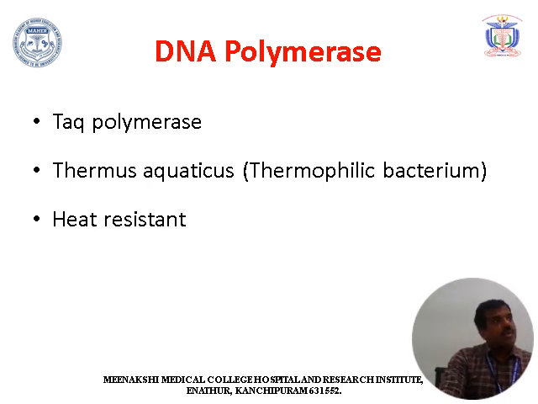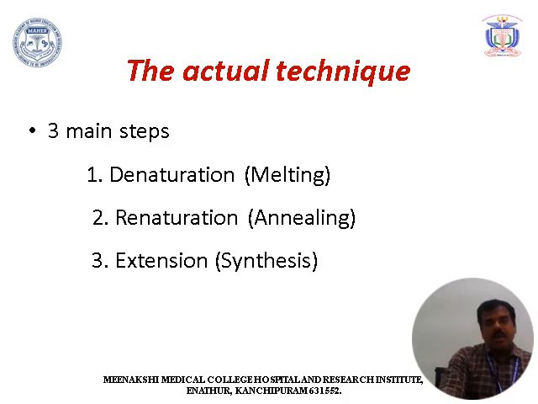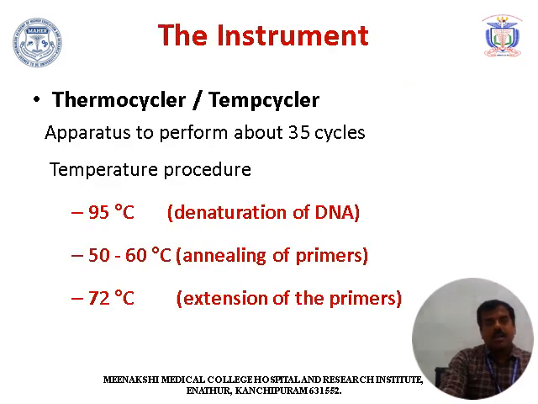Now coming to the next one. This is the main thing, the actual technique. As I said previously, there are three steps in the polymerase chain reaction. The first is denaturation, also called melting or separating the parent strands. The second is renaturation or annealing, where the primers get paired with the parent strand. The next is synthesis or extension of these primers.